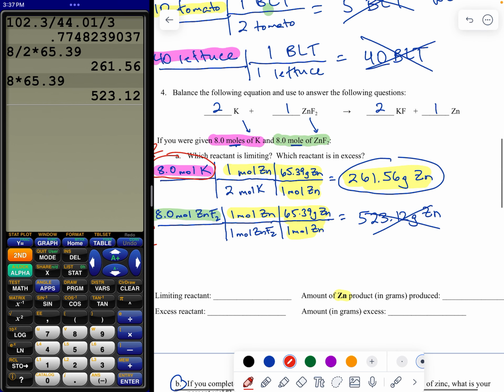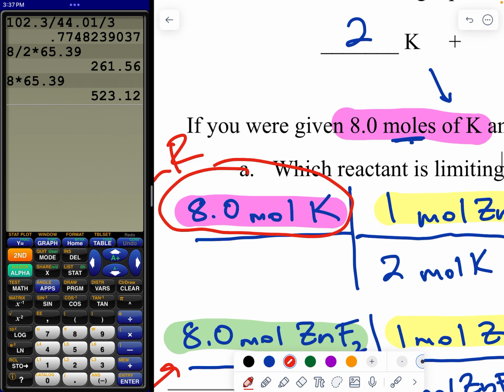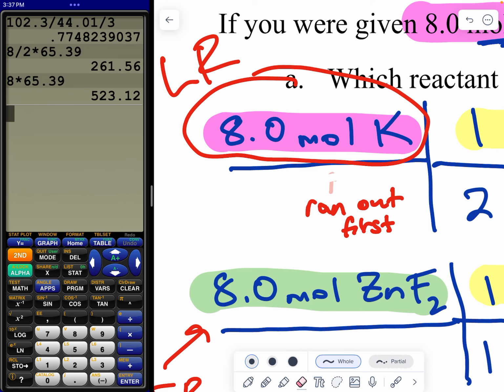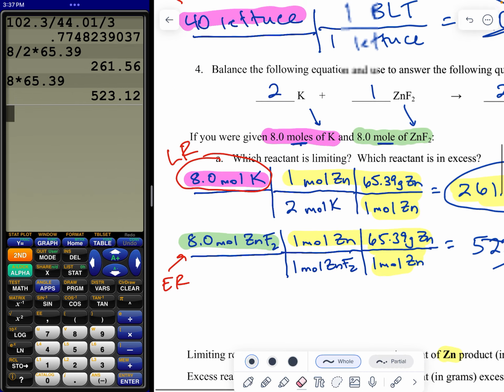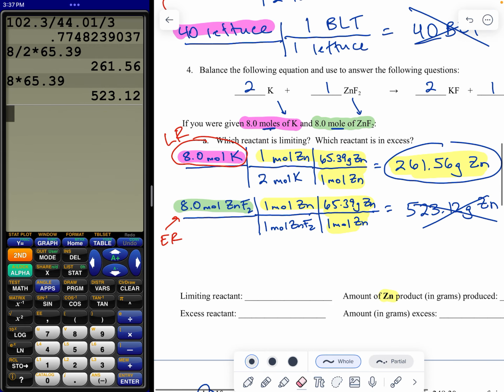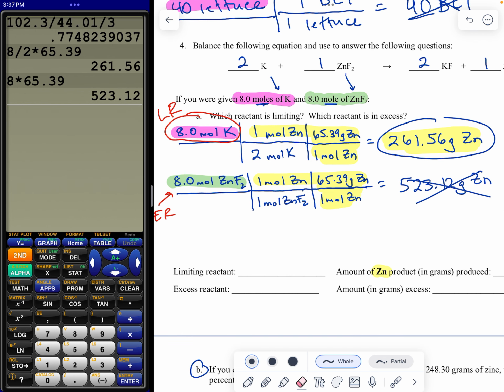So what we just did was we figured out the starting amount of substances that ran out first, which limited the amount of product that I can make in the end, and that's why we call it the limiting reactant. Which means that there's a little bit of that 8 moles of zinc fluoride left over, so we're going to figure out how much was left over in a second.